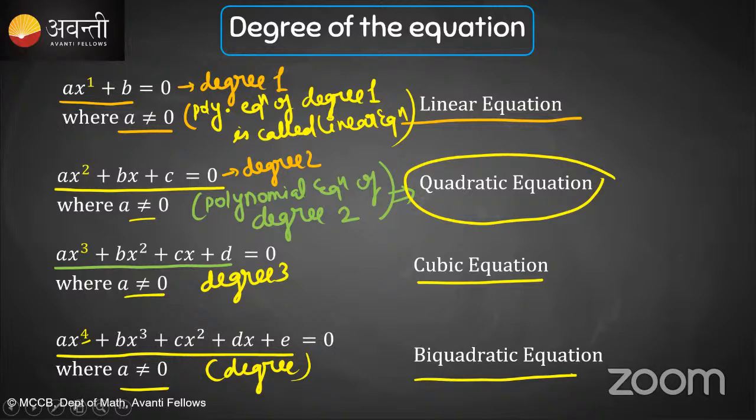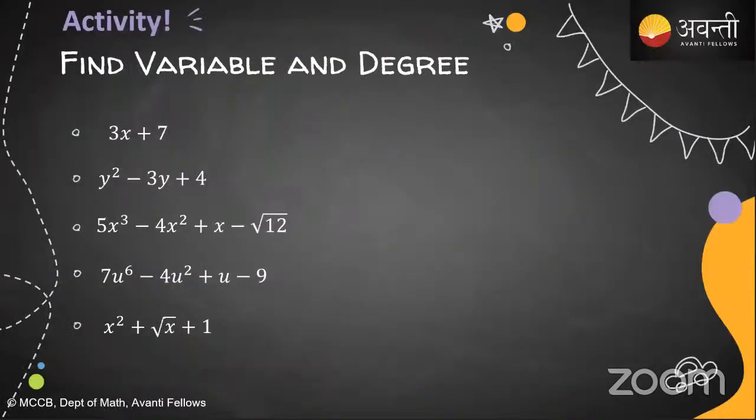So now everyone, please tell me quickly in the chat box what is the variable involved in the equation and what is the degree of this equation. Everyone, quickly tell me in the chat box the degree and the variable involved.